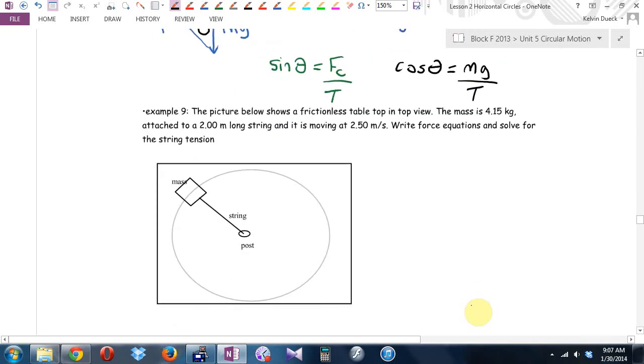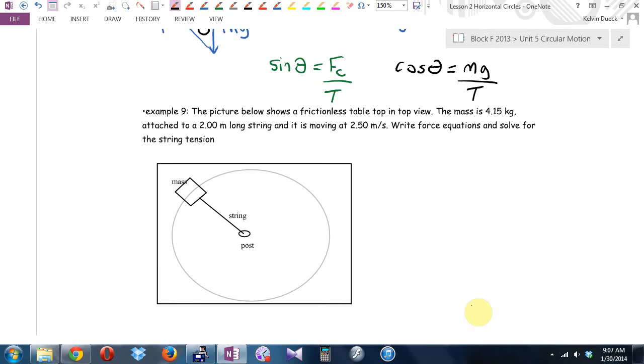Example 9. The picture below shows a frictionless tabletop, maybe like an air hockey table, in top view. The mass is 4.15 kilograms. It's attached to a 2-meter long string, and it's moving at 2.5 meters per second. Write force equations and solve for the string tension. What are the forces acting on that mass there? Get the obvious one.